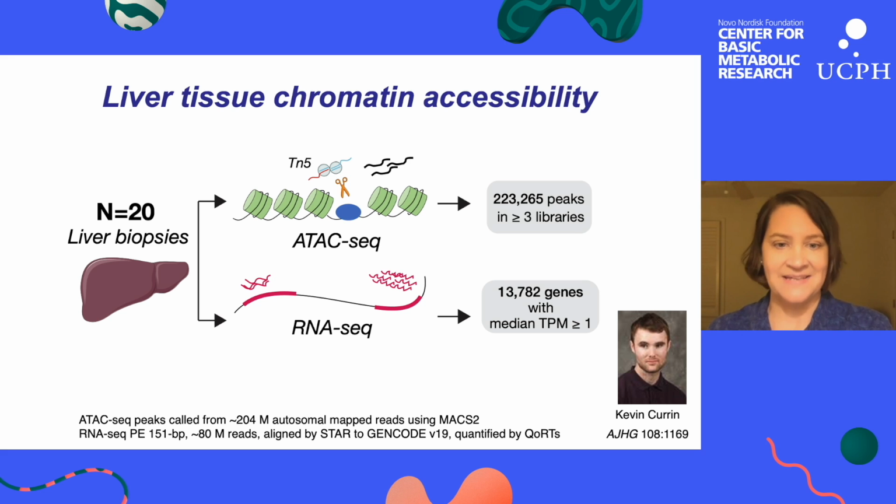So in this study that I'm going to describe, we used liver biopsies from 20 individuals and performed ATAC-seq and RNA-seq to measure gene expression levels in these individuals, to identify the genetic variants across the 20 people that are associated with this accessibility. And this is largely the work of Kevin Curran, formerly a graduate student in the lab.